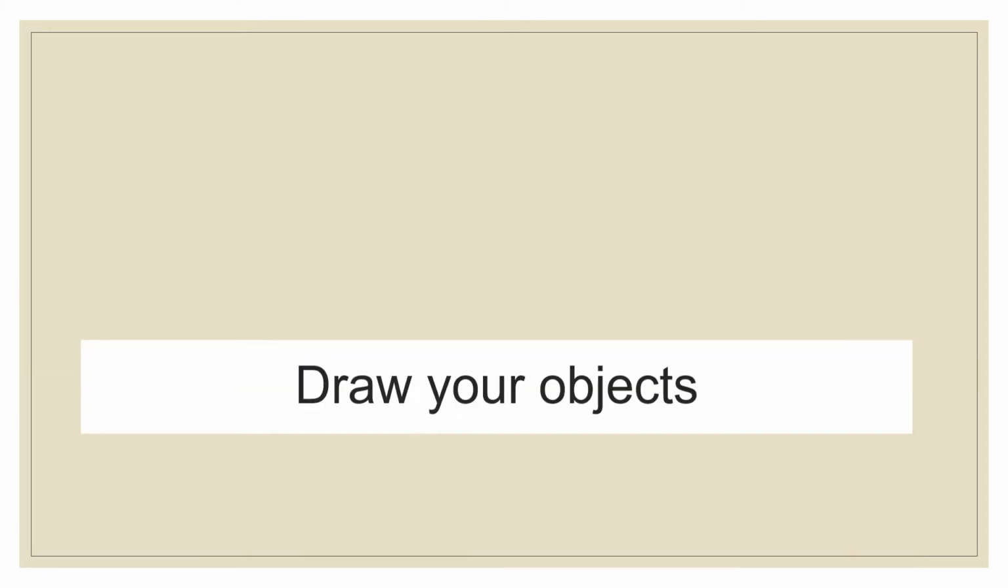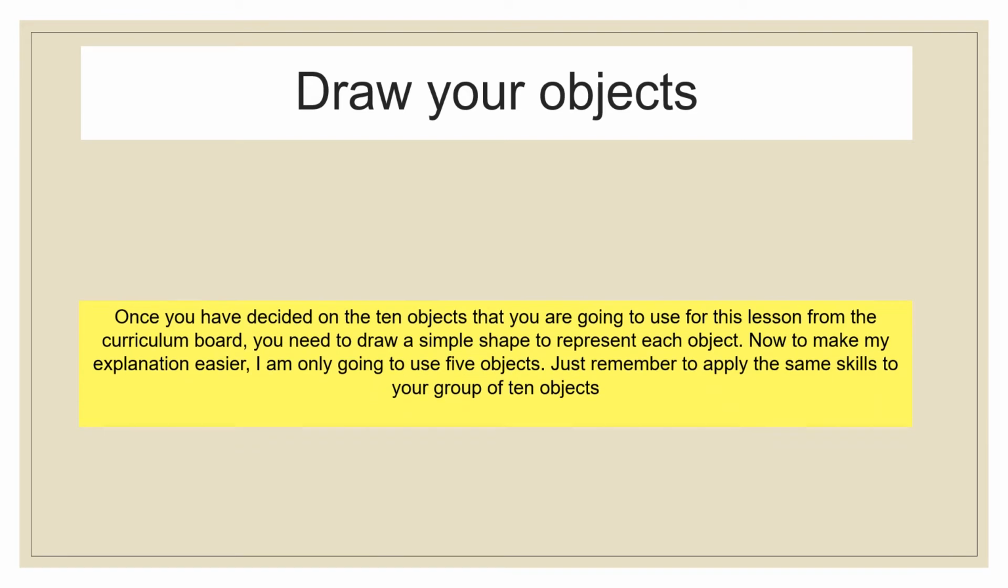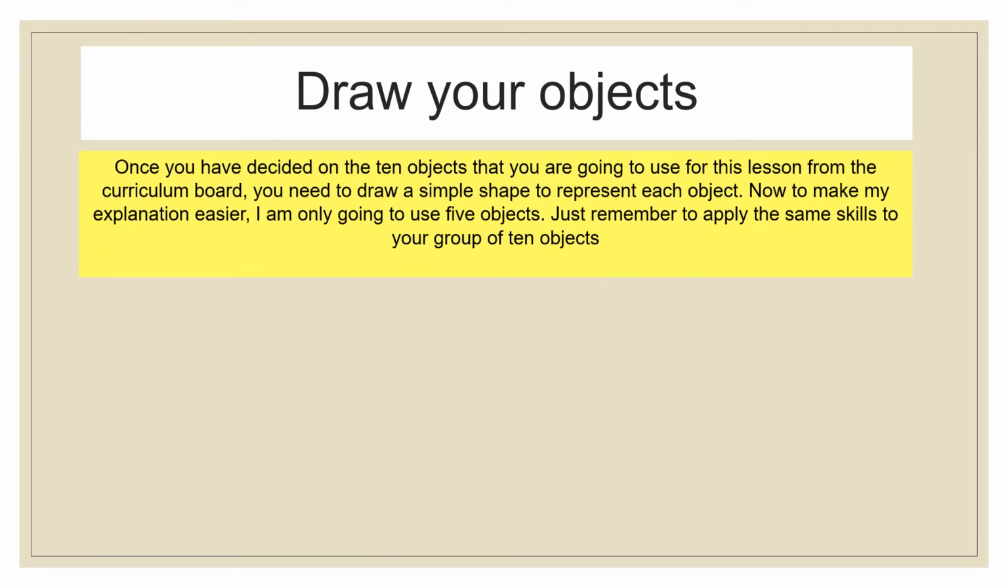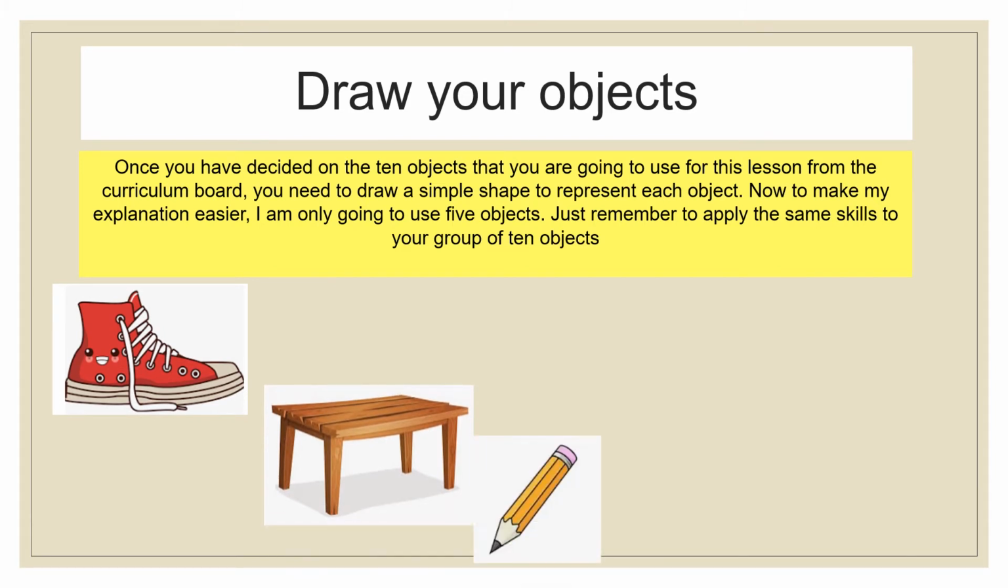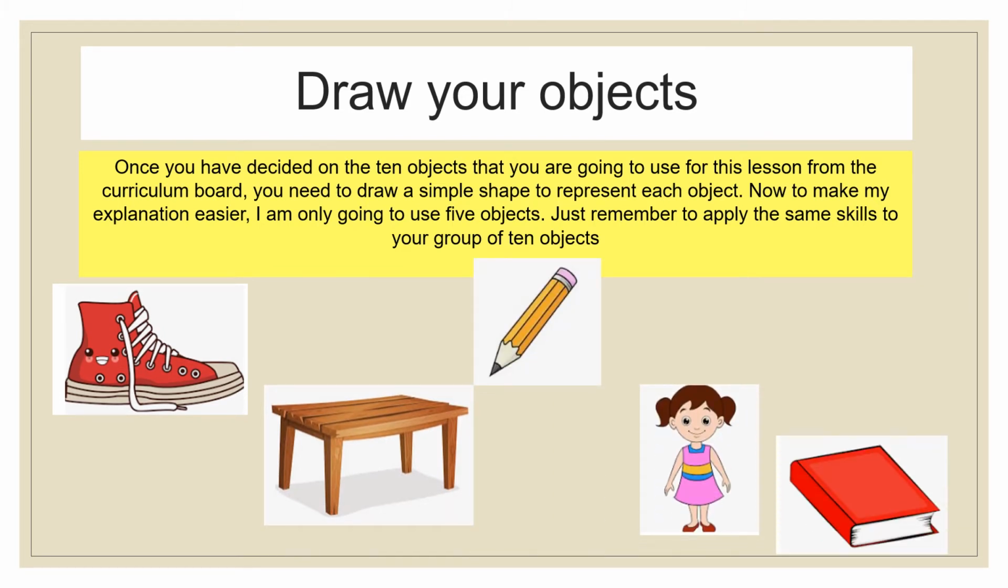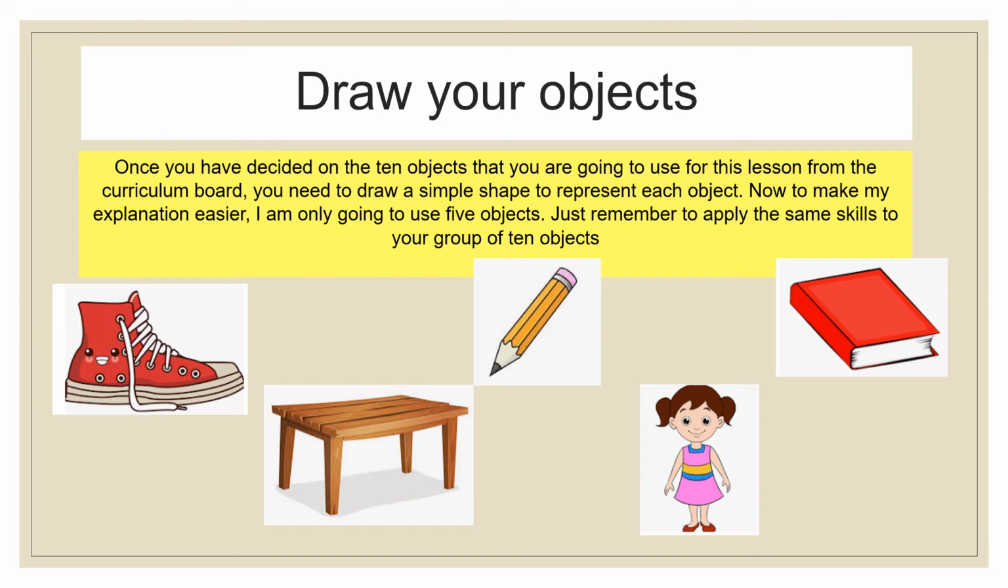The next thing you need to do is to draw your objects. Once you've decided on the 10 objects that you are going to use for this lesson from the curriculum board, you need to draw a simple shape to represent each object. Now, to make my explanation easier, I'm only going to use 5 objects. Just remember to apply the exact same skills to your group of 10 objects. So let's have a look at which objects I've chosen. So I've got a shoe, a table, a pencil, a girl, and a book.